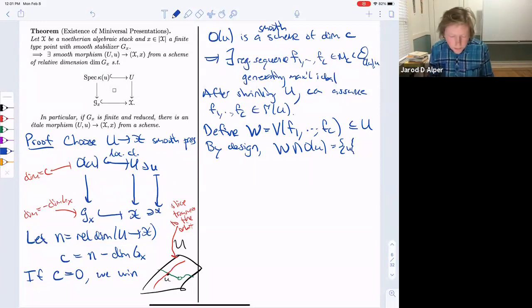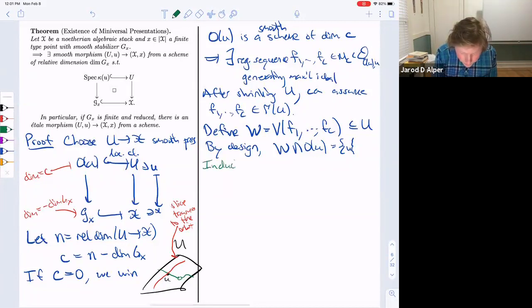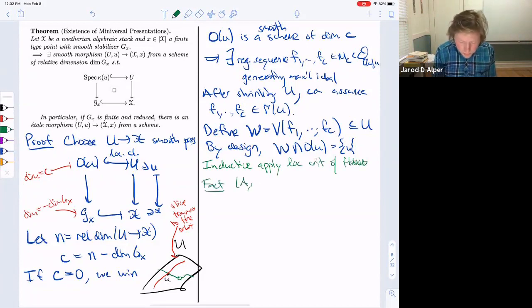All right. So what we need to show is that W is flat over the stack X, or even smooth over the stack. And to do that, we're going to use the local criterion for flatness. So we inductively apply, well, there are many versions of the local criterion of flatness, but we'll apply this version here. So let's take a local ring homomorphism.